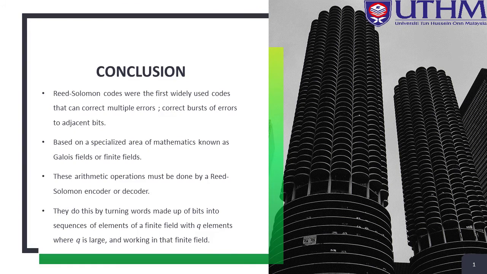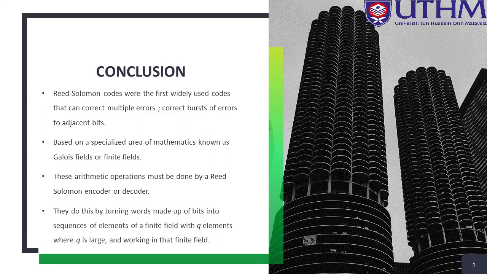So, in a nutshell, after all of the discussions, we can say that Reed-Solomon codes were the first widely used codes that can correct multiple errors and it corrects bursts of errors to adjacent bits.